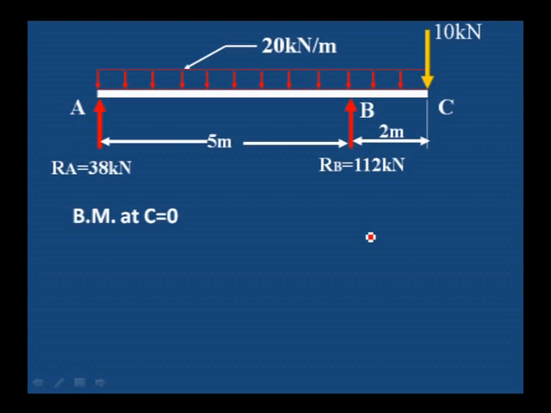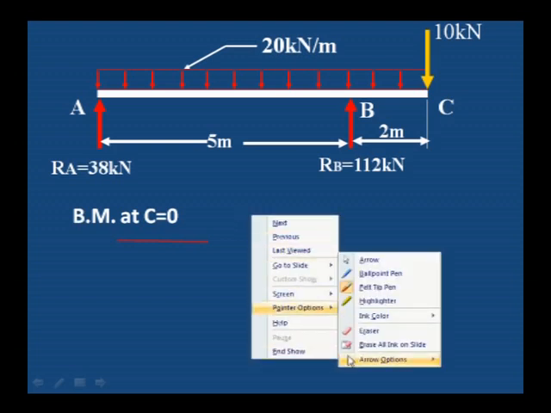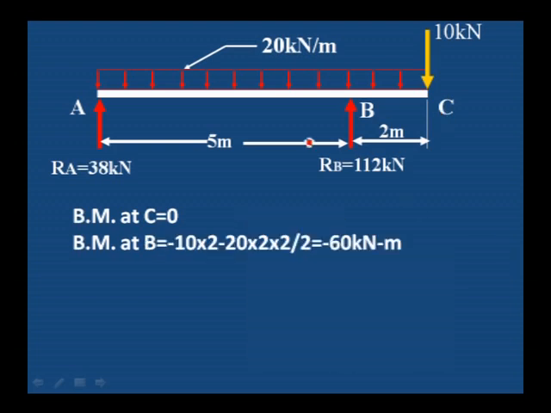To calculate bending moment, at C it is 0. Bending moment at B, on the right side of B, 10 kilonewton is acting, 10 into 2, which is clockwise, that is why negative. One more is UDL. UDL is 20 into 2 is the load, which acts at the center of the UDL, 2 by 2. Minus 60 kilonewton meter is the bending moment at B. Bending moment at A is 0. And somewhere we have to find the maximum bending moment, which may occur between A and B.